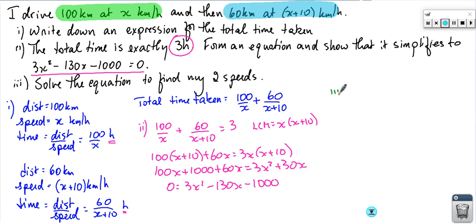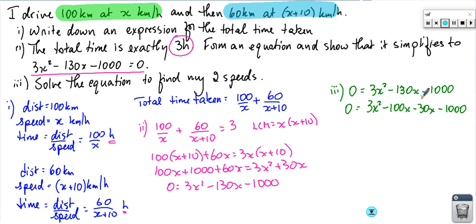Now for the third part of the problem, I have to solve the equation to find the two speeds. So I have 0 equals 3x squared minus 130x minus 1000. Okay, now if you remember when we've done factorization, 1000 times 3 is 3000, 100 times 30 is 3000, so I got 3x squared minus 100x minus 30x minus 1000. If you find this part difficult, you can always use the formula to solve the equation, okay?